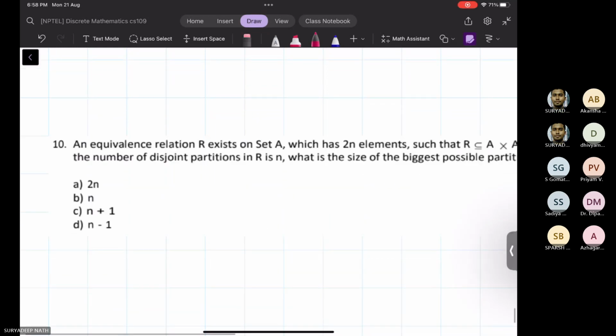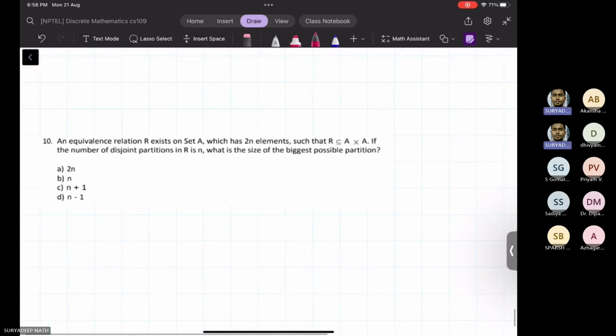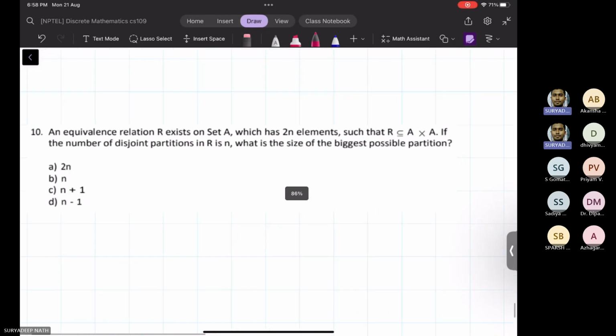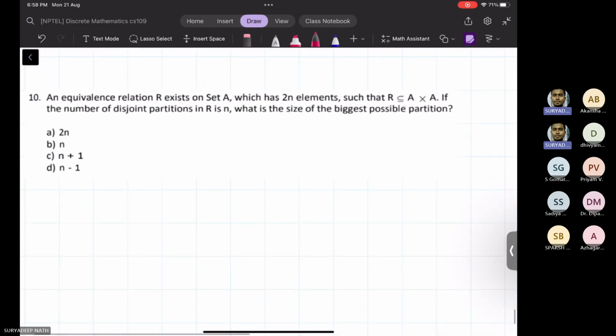Okay. Coming to the final question for our discussion today. An equivalence relation S exists on set A, which has 2n elements, such that R belongs to A cross A. If the number of disjoint partitions is n, what is the size of the biggest possible partition? So, the number of disjoint partitions is n.